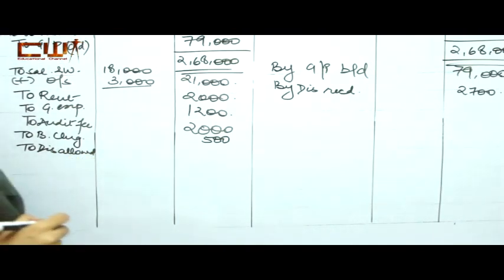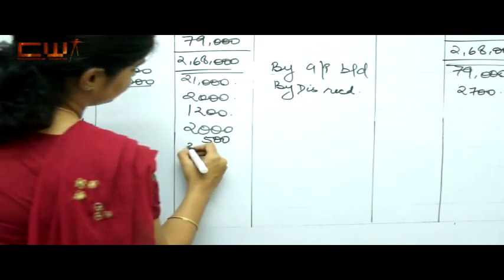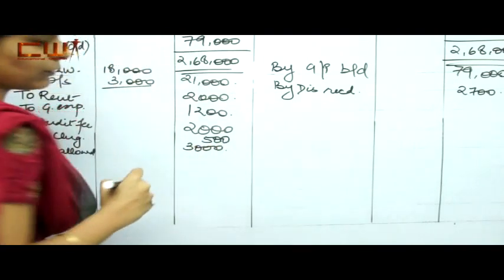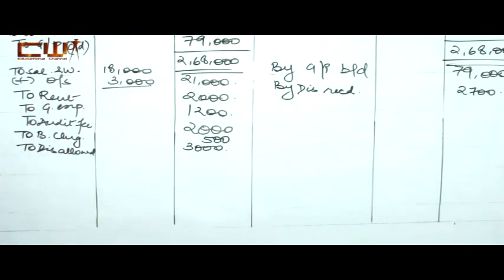And you have the discount allowed. How much is the discount that you have allowed? 3,000, right? What next you have? You have interest on loan. See there they say 15% bank loan is given to you as 60,000. It's taken on 1st January 2010.